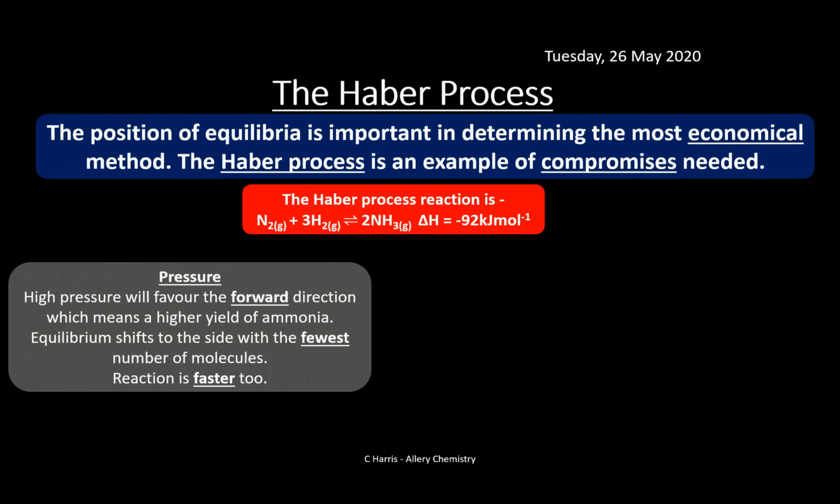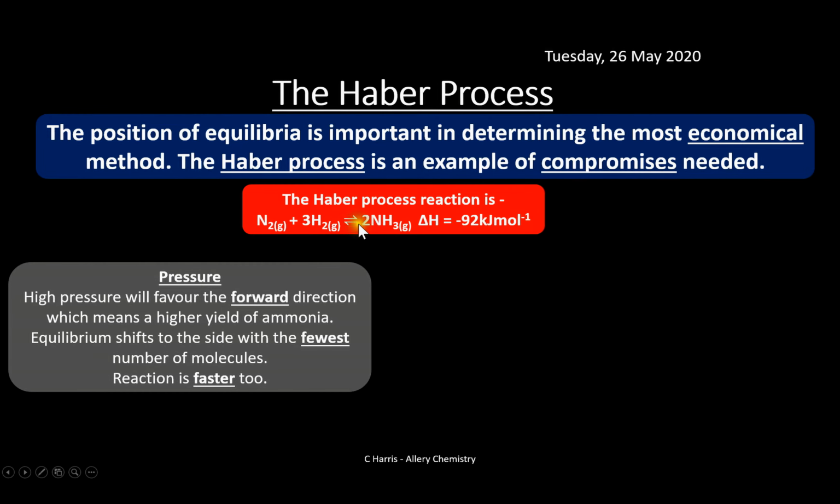So high pressure will favor the forward direction, which means that you get a higher yield of ammonia. The equilibrium shifts to the side with the fewest number of moles. And the reaction is also faster, because if we confine these particles in a smaller space, they've got a higher chance of colliding successfully if you put them in a small box. So it actually does speed up the rate of reaction as well.